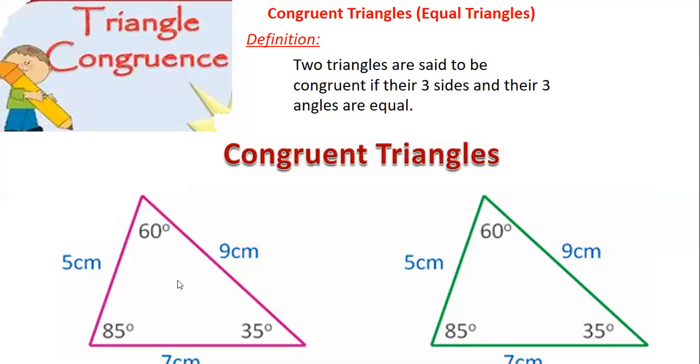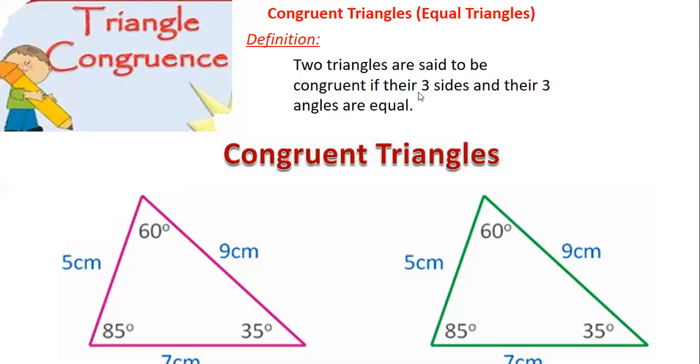We have seen in the lesson before that in any triangle, we have three sides. This is side 1, this is side 2, this is side 3. In the second triangle, we have this is side 1, this is side 2, this is side 3. We have three angles, angle 1, angle 2, angle 3, angle 1, angle 2, and angle 3. Now we can see that the first triangle is congruent with the second triangle.